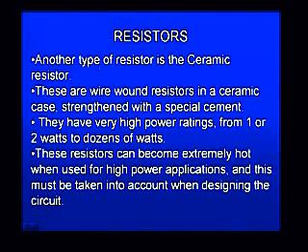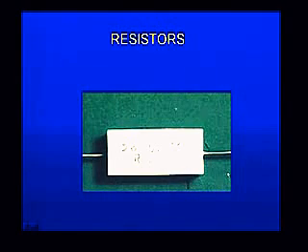The next type of resistor is the ceramic resistor. These are again wire wound resistors, but cased in a ceramic encasing, so that they can have much higher wattage, higher power rating, where they have 1 to 2 watts or sometimes even 10 watts and 20 watts. You can have wire wound resistors which are encapsulated in ceramic encapsulation. These resistors can become extremely hot because they are meant to be used at very high wattages, and therefore one has to take care of these resistors when they are being used.